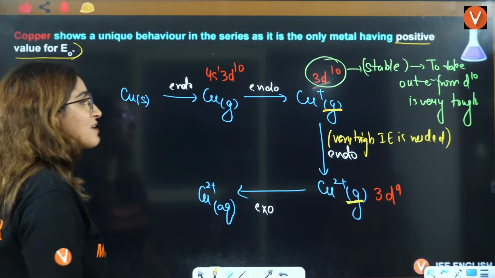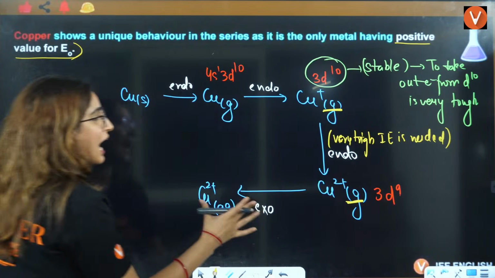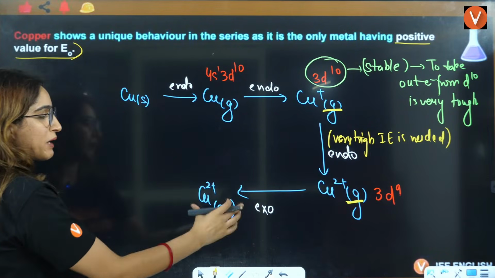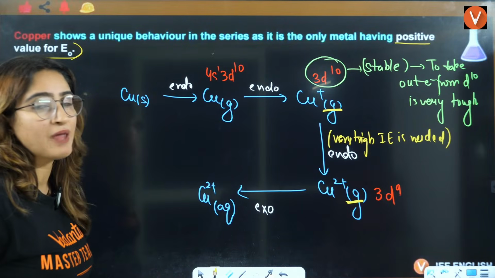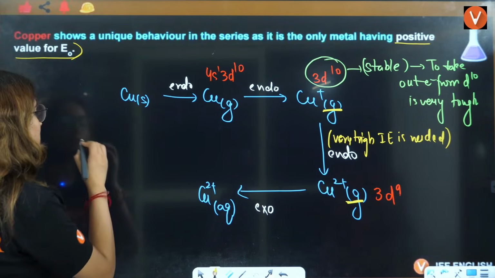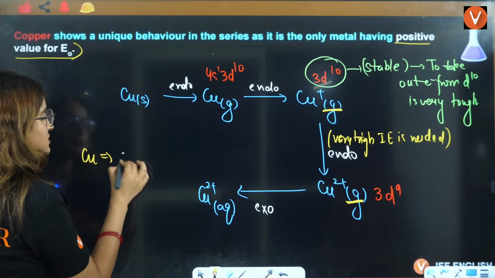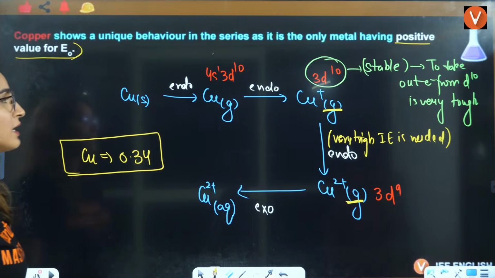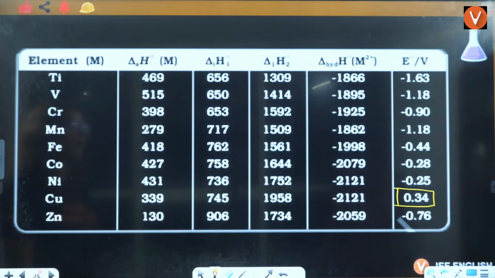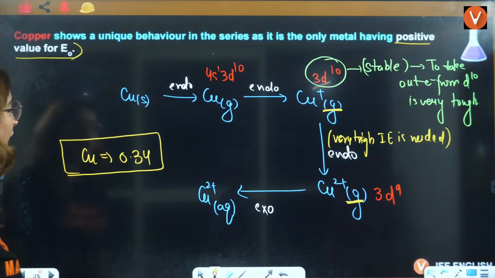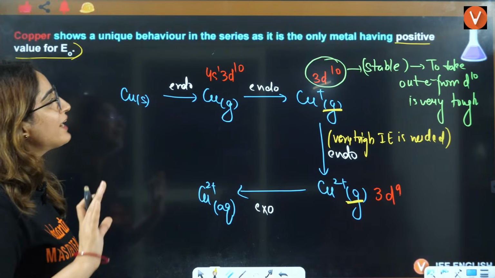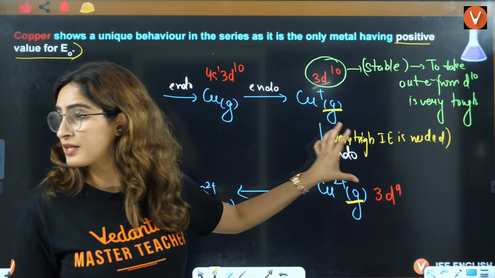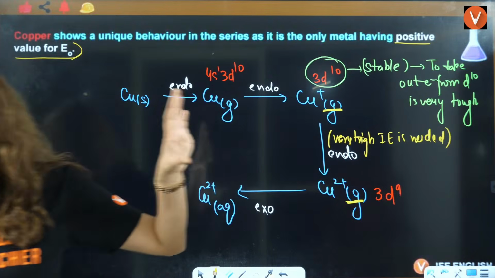Okay, so this energy is so high that it overcomes this particular high hydration enthalpy, and that is the reason copper has positive reduction potential, right? That is the reason copper has positive reduction potential. Is that clear, everybody? Tell me if that is clear or not. Why does it have positive reduction potential? Because of this particular case, right? Okay.